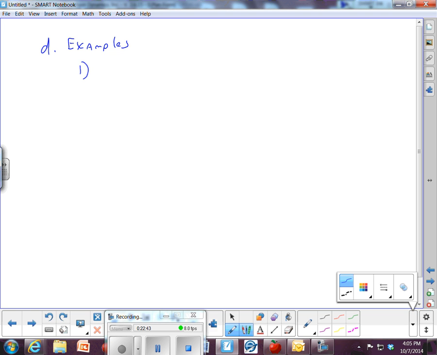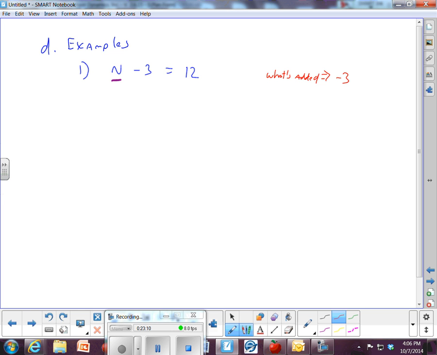Examples. Number 1, let's suppose we had this: n minus 3 equals 12. Off to the right, we have to figure out what is added to the variable, so I'm just going to write what's added. Again, you're looking on the same side as the variable for the thing added. Hopefully, you would say the -3.